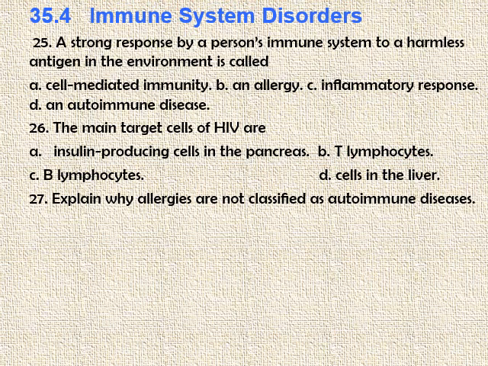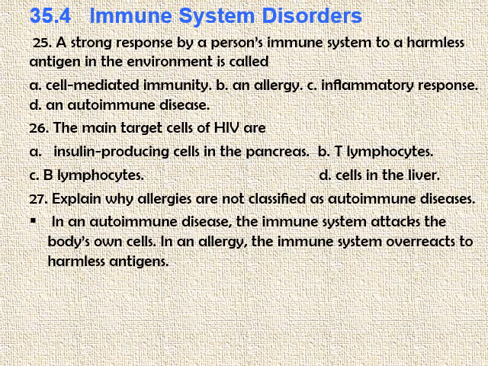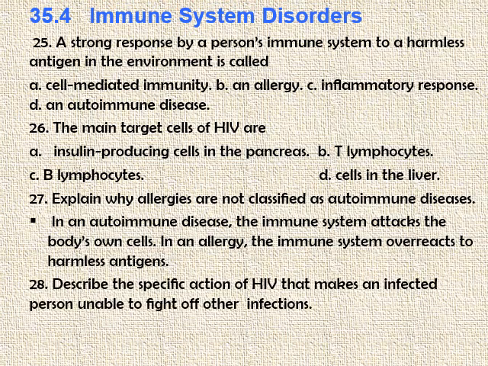Question number 27. Explain why allergies are not classified as autoimmune disease. Sample answer: in an autoimmune disease, the immune system attacks the body's own cells, while in an allergy, the immune system overreacts to harmless antigens.